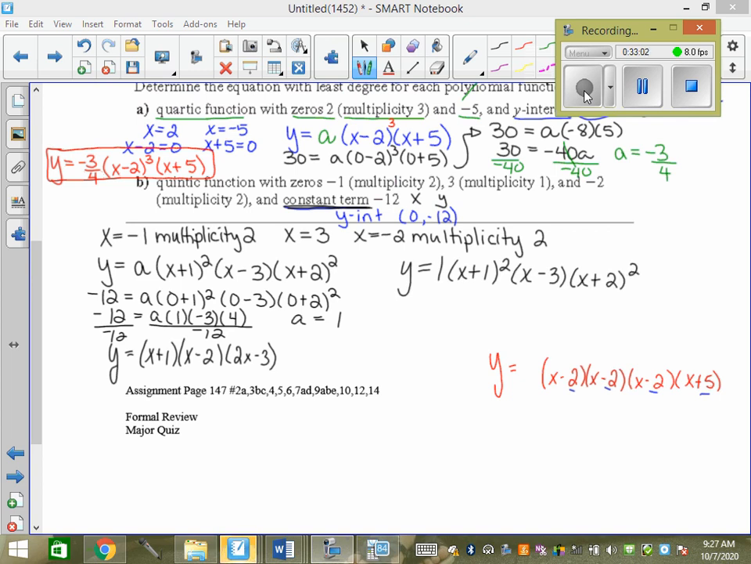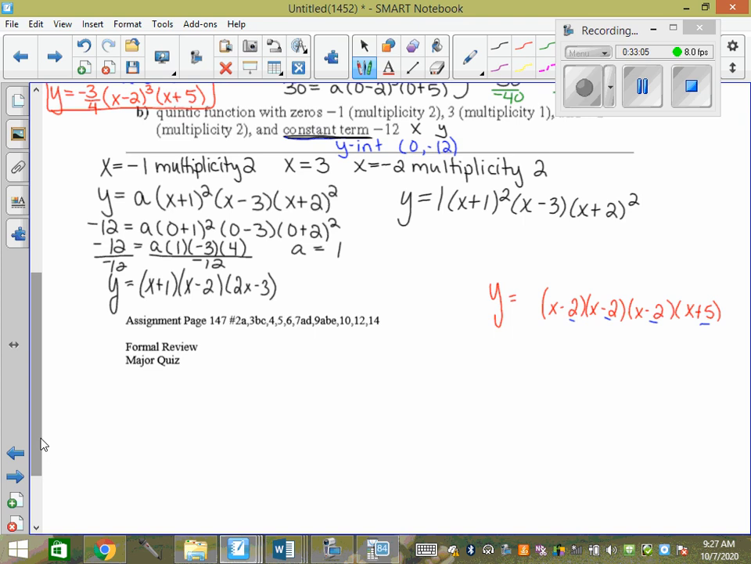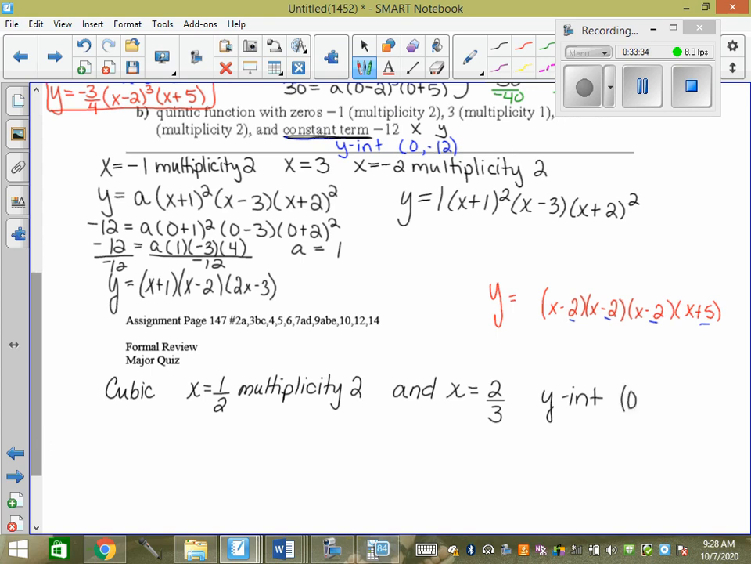One more before we do the big kahuna question. I'm giving you a cubic. X equals a half, multiplicity 2. And x equals 2/3. Y-intercept 0, 12.